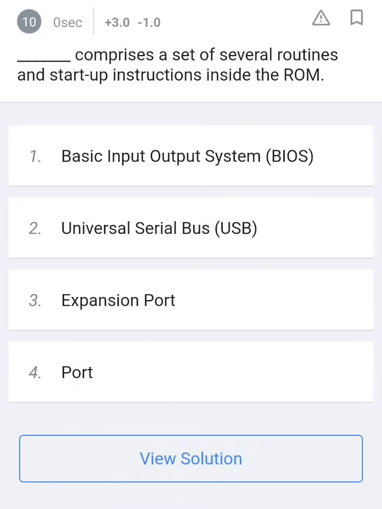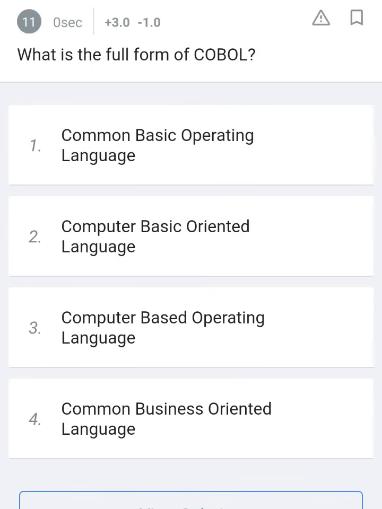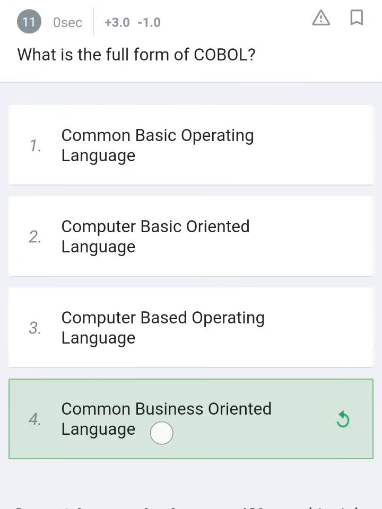Next question. BIOS comprises a set of several routines and startup instructions inside the ROM. It is the basic input output system, that is BIOS. Next, what is the full form of COBOL? COBOL, I've already explained, is common business oriented language. It was developed in 1960.